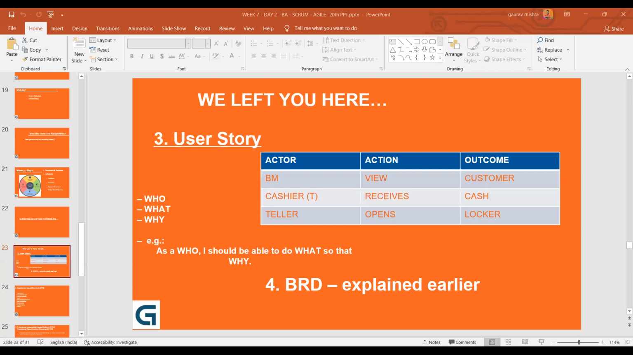So the other one is Taylor. Taylor opens the locker. Okay. So does anyone want to give it a try with this example?